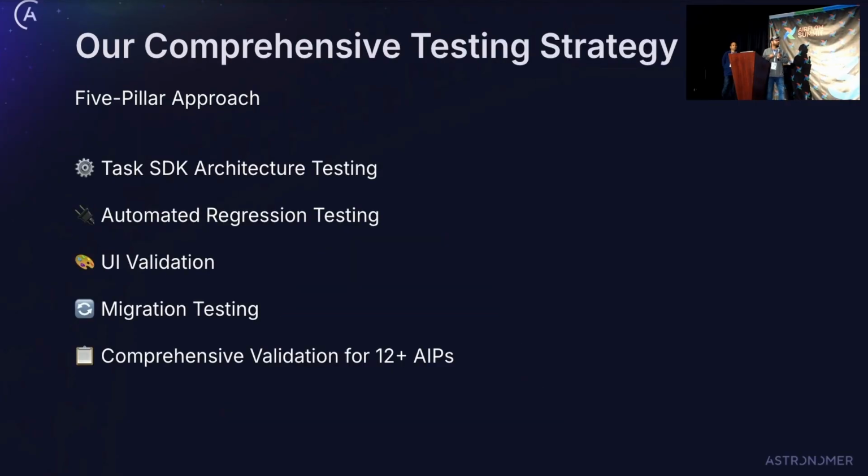Now, talking about our approach. So basically, we had a 5 pillar approach in which we had task SDK architecture testing, which was the major backbone of Airflow 3. As you know, with task SDK now, the worker cannot directly connect with the MetaDB, right? We have an API server. So we wanted to ensure that we are doing the things right there. We had automated regression testing for ensuring whatever was working earlier with Airflow 2 is working as it is.